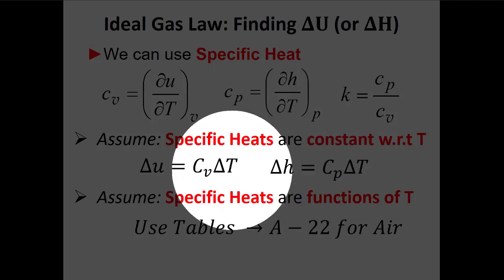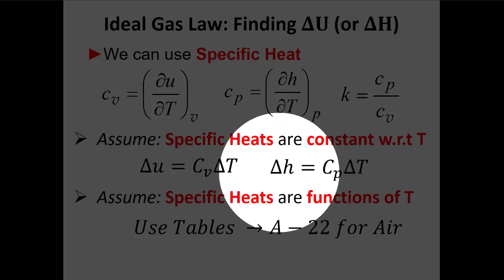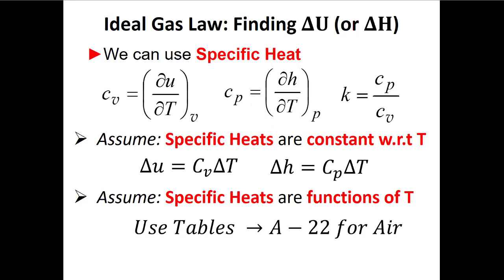For ideal gases, it's important to remember that Cv goes with U and Cp goes with H. For solids and liquids, Cv and Cp are the same. So it doesn't really matter which one you use. And in some tables, they won't even have Cv and Cp. They'll just have C as specific heat.